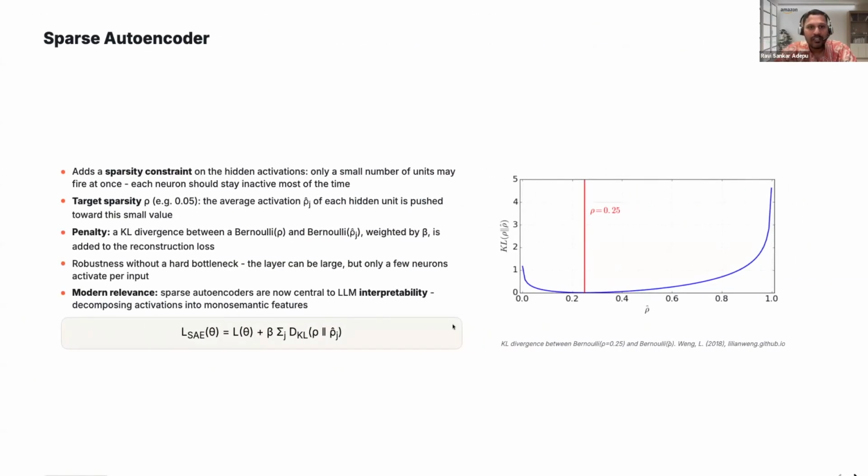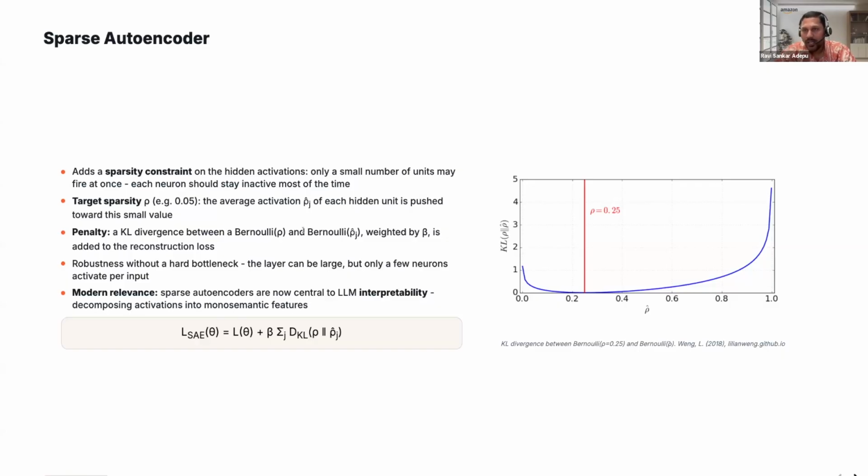The other variant that we have is the sparse autoencoder, which takes a slightly different route to get a good representation. Instead of forcing a narrow bottleneck, a sparse autoencoder lets the hidden layer be wide, but adds a sparsity constraint, where only a small number of neurons are allowed to fire for any given input. Each neuron should stay quiet almost all the time. We formalize that with a target sparsity.